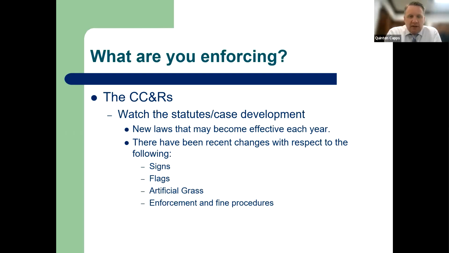Another thing I'll say here, when we're talking about what we are enforcing: in addition to the CC&Rs, there's usually a section in your CC&Rs, usually in Articles 4, 5, 6, somewhere in the middle, and a lot of times it's titled use restrictions. Those are going to be the restrictions on property. Those are what the owners are allowed to do and are not allowed to do.